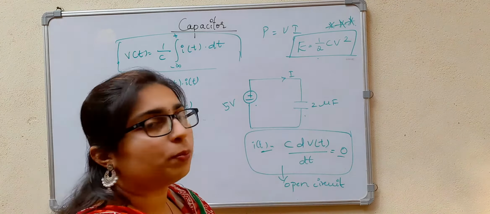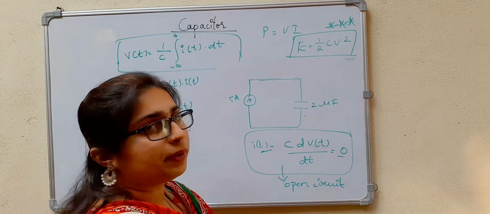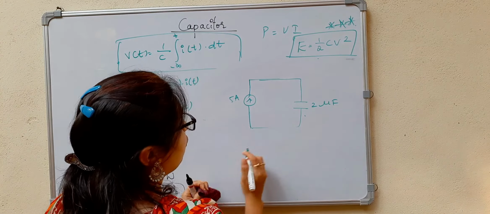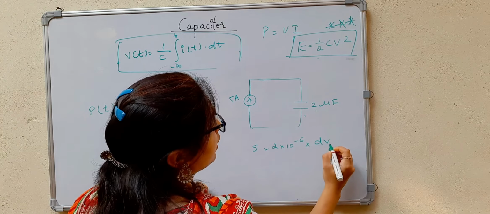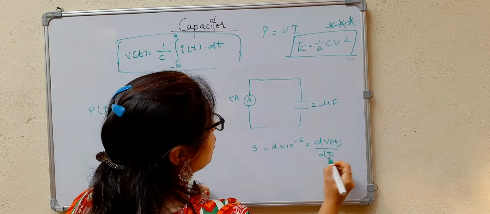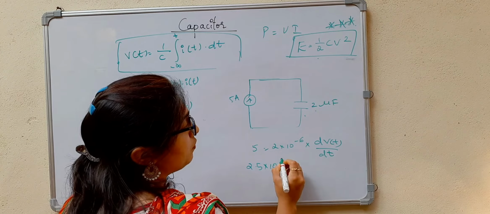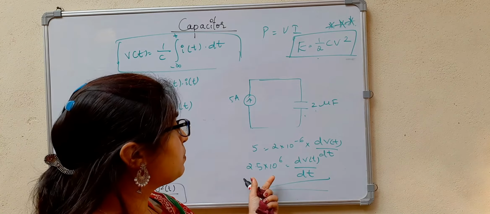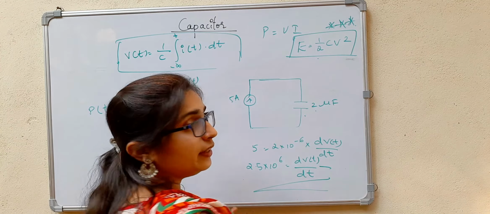If I consider a constant current source, I'll consider 5 amperes. Then in this case, you will have 5 equal to 2 microfarad into dv of t divided by dt. So if it comes down, it will be 2.5 into 10 to the power of 6. So the slope will be constant now, this much volt per second. That means it will be having a constant slope.